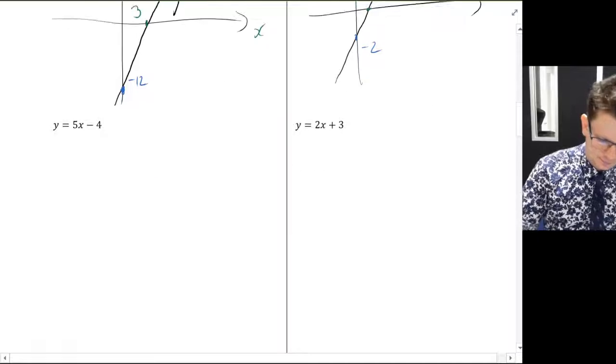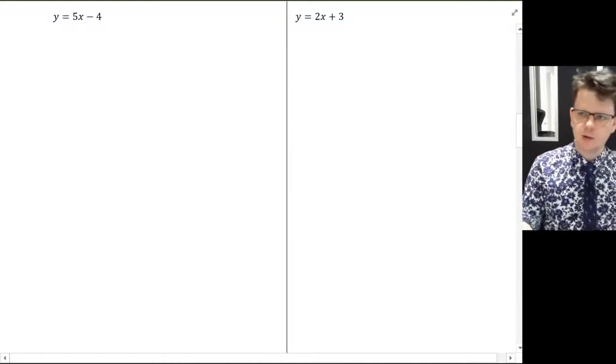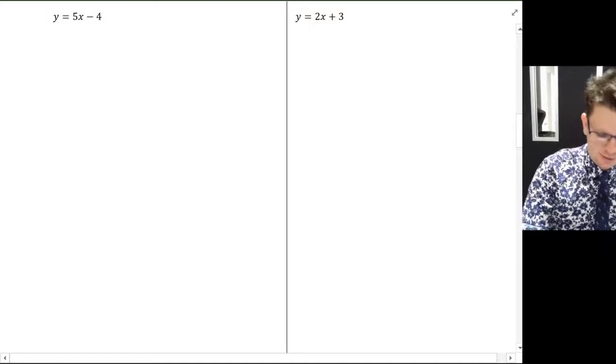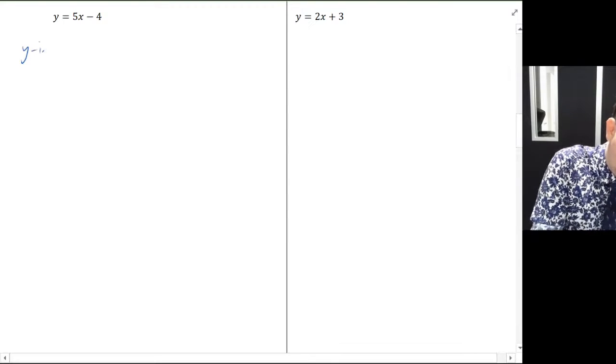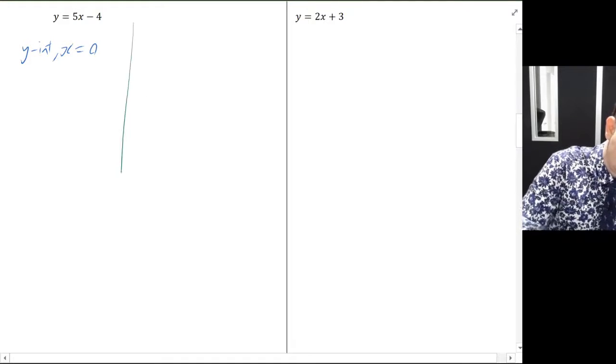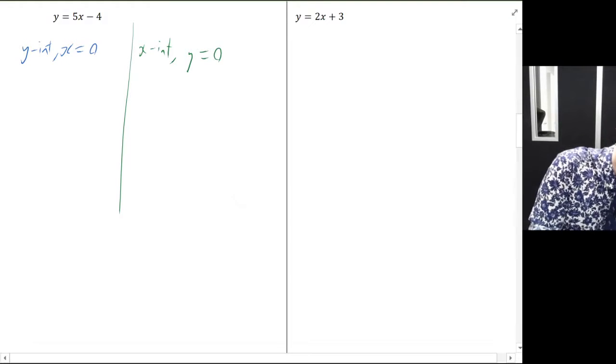Alrighty. Let's have a go at these two as well. These ones might not have as nice numbers as we work through them, but that's not going to be an issue. So y-intercept, x equals 0. X-intercept, y equals 0. So y is equal to 5 times 0 minus 4. Y is equal to minus 4.